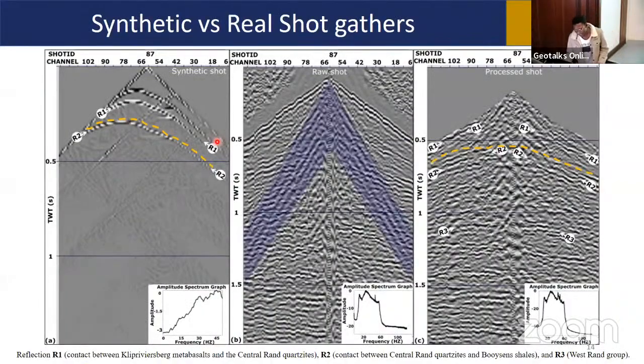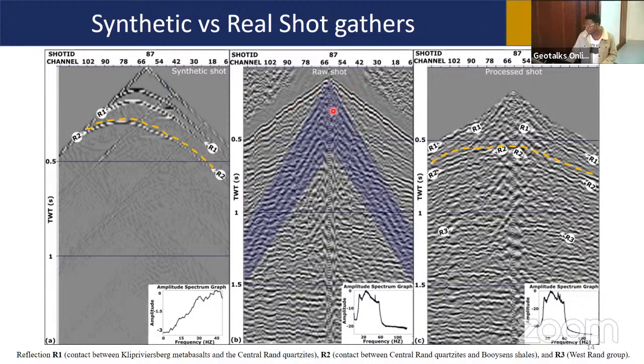Now, the resultant shot gather from numerical modeling shows that we can find reflectivity from the Poison shales, which are shown by the R2 reflection, and the contact between the Fenderstop and the central rain quartzite, which is shown by R1 reflection. And we know from the knowledge of the ore body that it sits directly on top of the Poison shales.